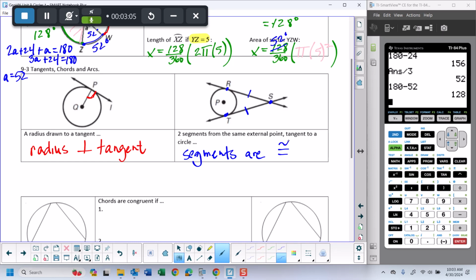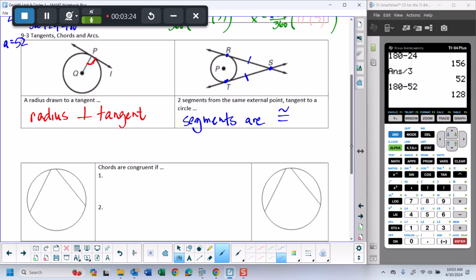We had converses involved in that too. So if a radius and a segment are perpendicular and it touches at one point, it's tangent. And we went ahead and proved this using CPCTC and congruent triangles.